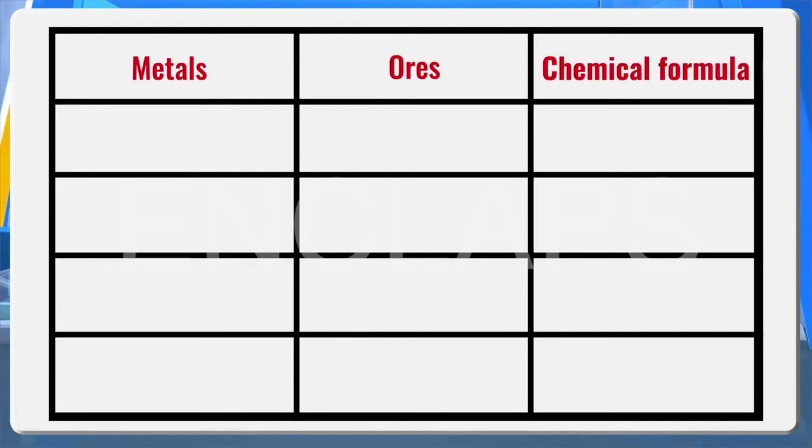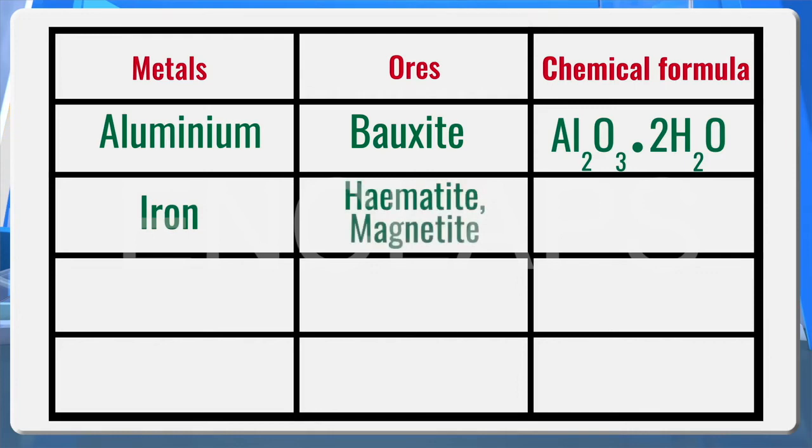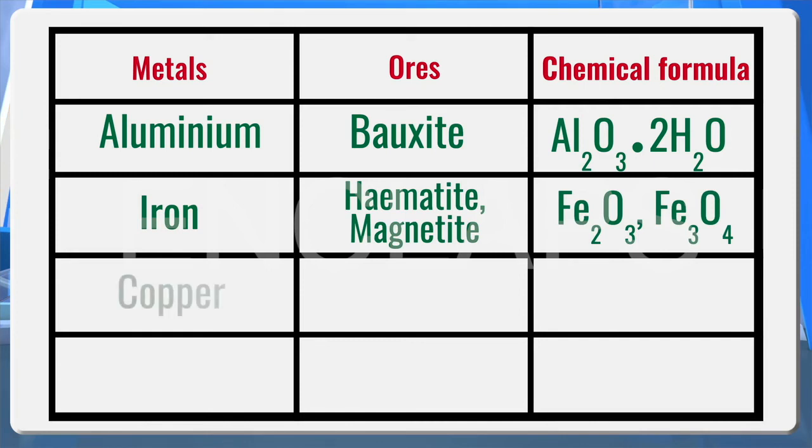Now, with the help of a table, we can discuss some important metals, their ores and their chemical formula. First metal is aluminium. Ore of aluminium is bauxite and its chemical formula is Al2O3.2H2O. The second metal is iron. Ore of iron is hematite and magnetite, and the chemical formula of hematite is Fe2O3 and the chemical formula of magnetite is Fe3O4. Next metal is copper.